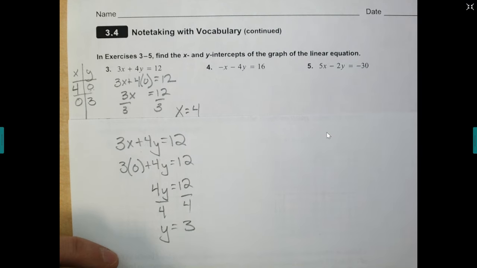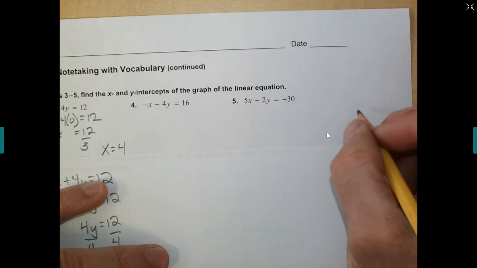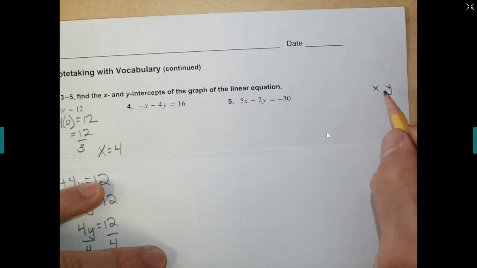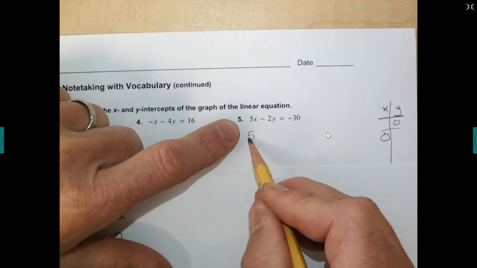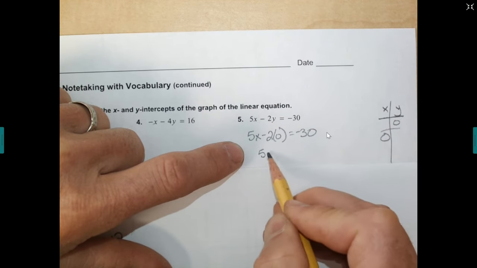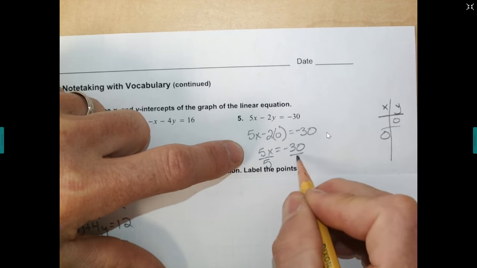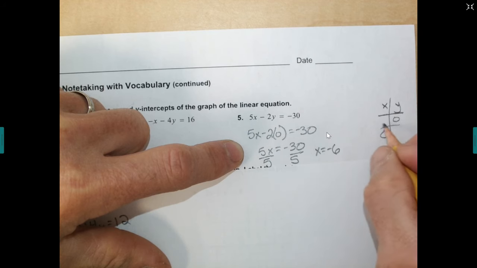All right, number 5. 5x minus 2y equals negative 30. So we're going to do an xy table again. To find our x-intercept, we need to turn our y into 0. To find our y-intercept, we need to turn our x into 0. So let's go for the x-intercept first. So we'll turn y into 0. So 5x equals negative 30. Divide by 5, divide by 5, and we get x equals negative 6.